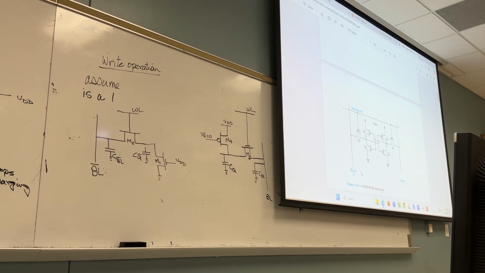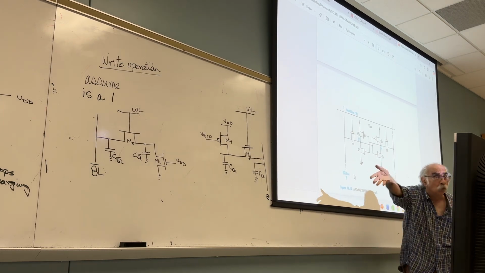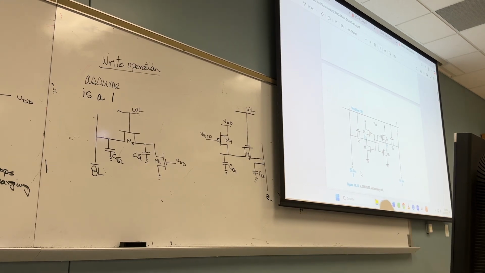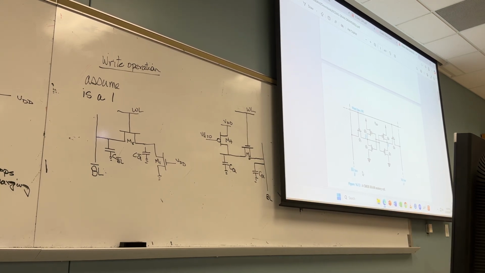We already sized this part based on who? Based on the read operation. So when we go to the write, I cannot resize it again. Did you get it or not? No response. Yes or no? So what do I need to do? On which side do I need to work? I need to work on this side. Did you get it? Yes or no?